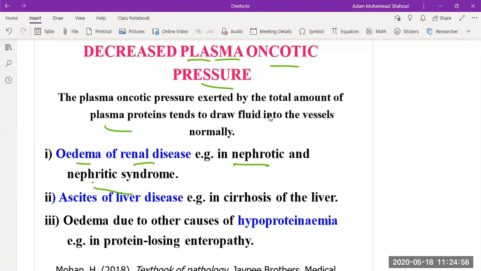And why does this occur? Because there may be a defect in kidney function. The kidney is not functioning properly, and that results in edema.